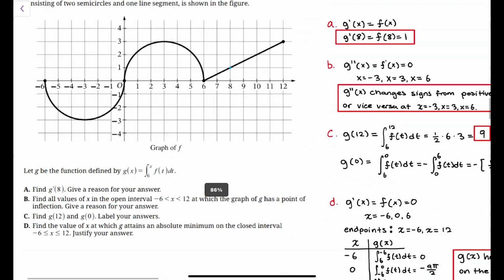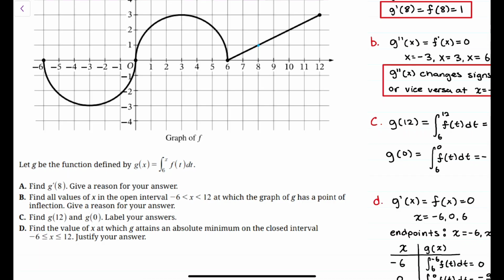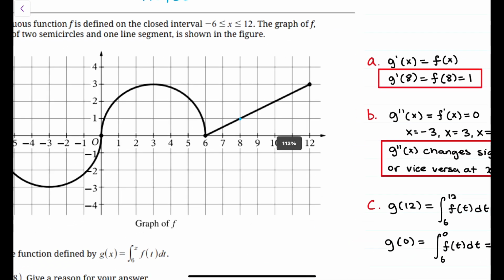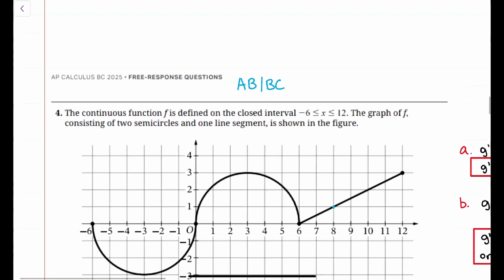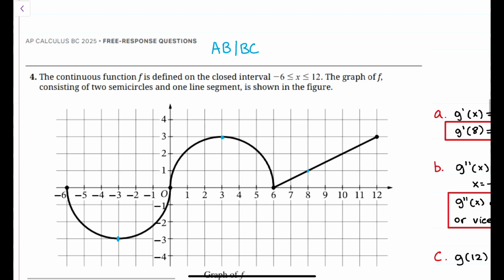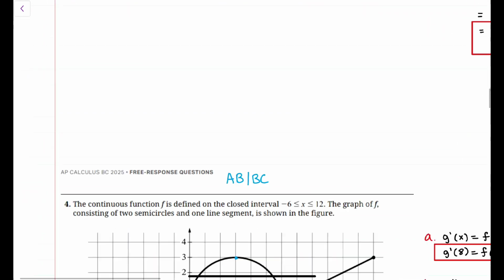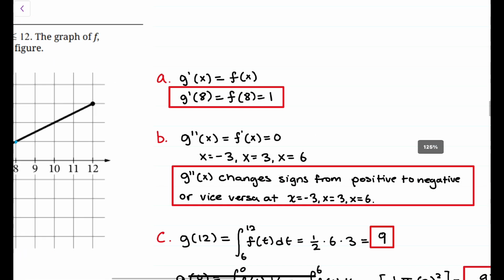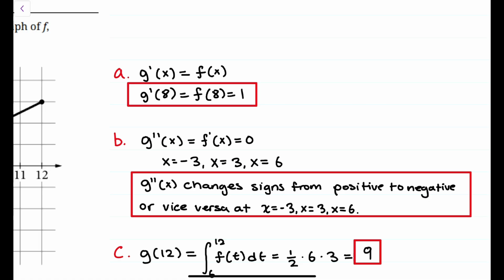And so for part B, it asks us to find points of inflection on g. So you have to use the second derivative for that, when it changes signs. So I said g prime of x, which is also equal to f of x, changes... I mean, we look at f prime of x. We set that equal to 0. And so that's at -3, 3, and then also at 6. And so that's when they change signs. And so I said that g prime of x changes signs from positive to negative or vice versa at these 3 points.